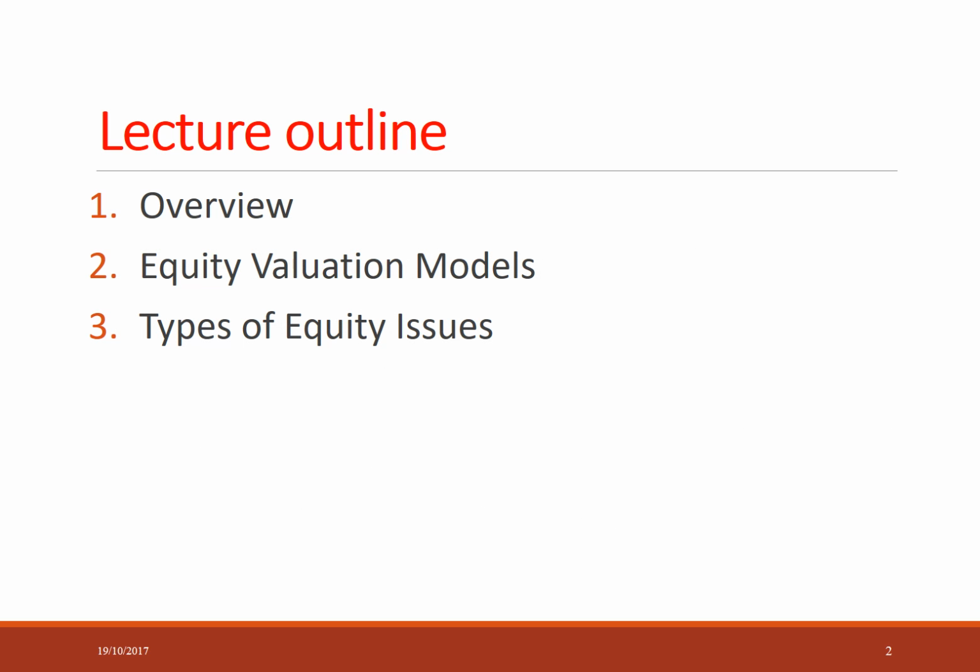So the lecture includes two main parts. In the first part, we look at equity valuation models. So we're basically using the perpetuity formula, variations of the perpetuity formula to price equity. So that's what we call a dividend discount model. We then look at different types of equity issues and different ways that companies raise equity financing.